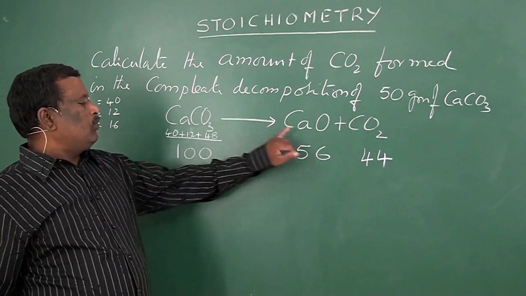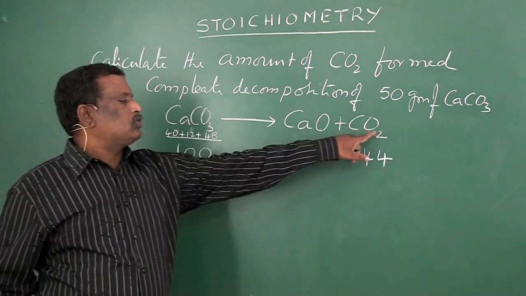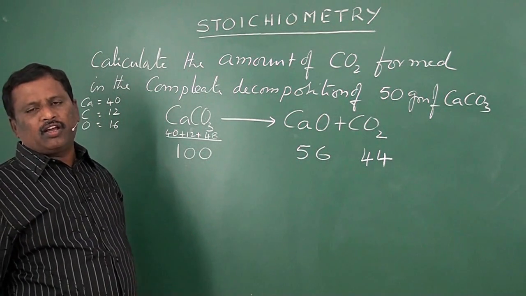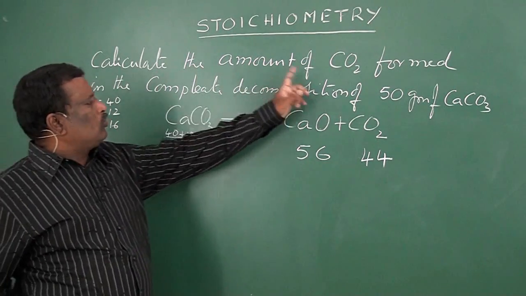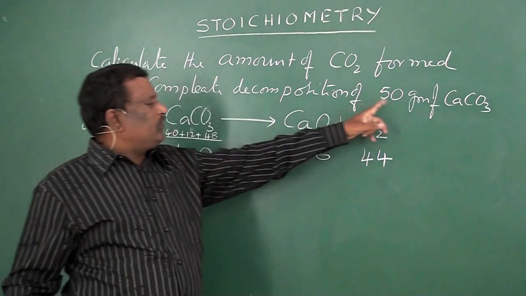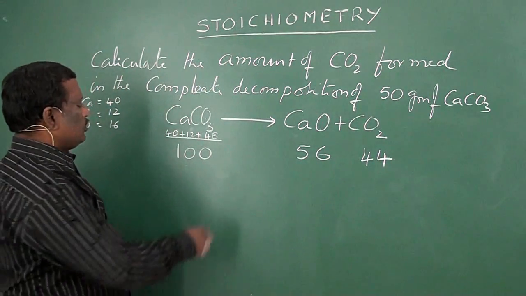1 calcium, 1 calcium. 1 carbon, 1 carbon. 3 oxygens, 1 plus 2, 3 oxygens. So the equation is balanced. Now what is the relation that they are asking? Calculate the amount of CO2 from the decomposition of 50 grams of CaCO3. So they are asking CO2 and CaCO3.